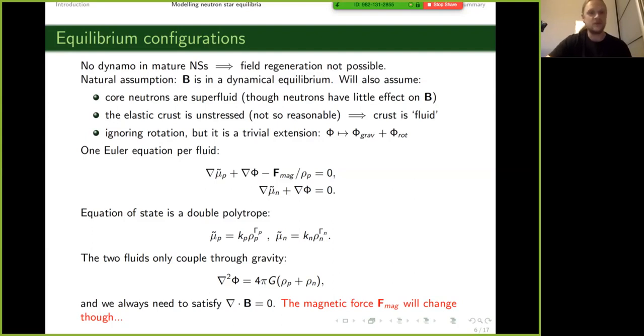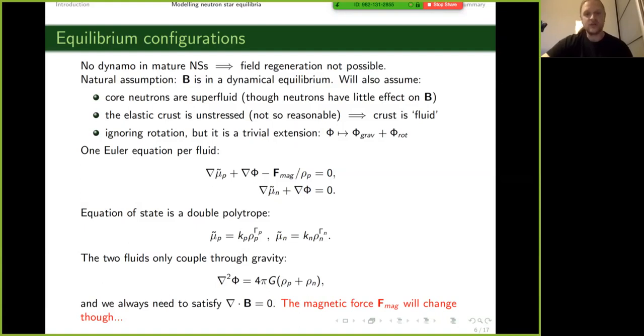Here I'm mostly ignoring rotation, but it's trivial to put it back in. You just replace the phi, which means gravitational potential here, with gravitational potential plus a rotational potential, and it goes in the same way as long as your rotation is rigid or follows the contours of the magnetic field. So you have one Euler equation for each of the two fluids. For the protons, the gradient of the chemical potential is balanced by the gravitational potential and the magnetic force term, and the neutron one is the same but without the magnetic force term.